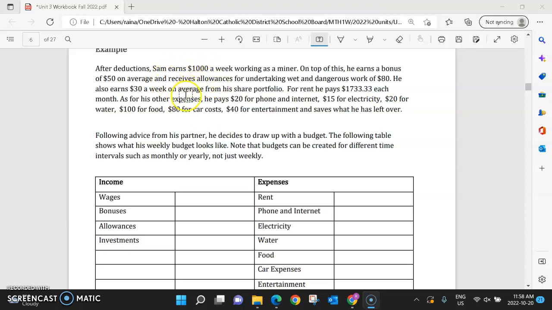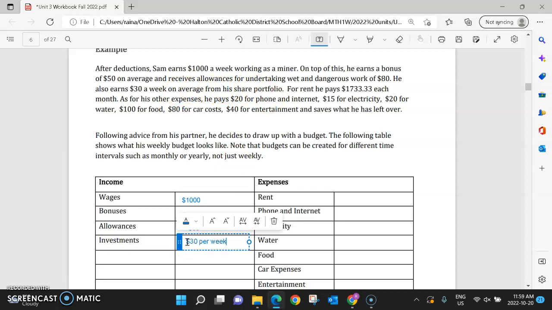Since he's earning all of this money, it's going to go under income. In this case, he earns $1,000 in terms of his wage. He is also earning a bonus of $50. And he receives an allowance for undertaking wet and dangerous work of $80. Okay? He also earns $30 a week on average from his share portfolio. I'm going to write this down, $30 a week.